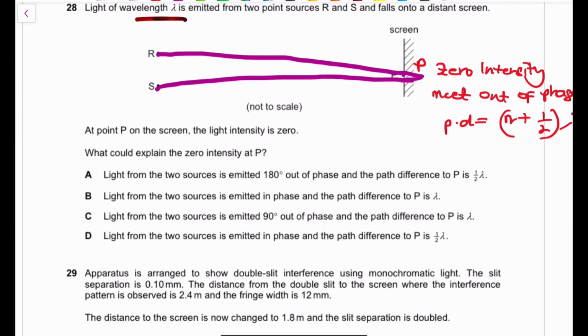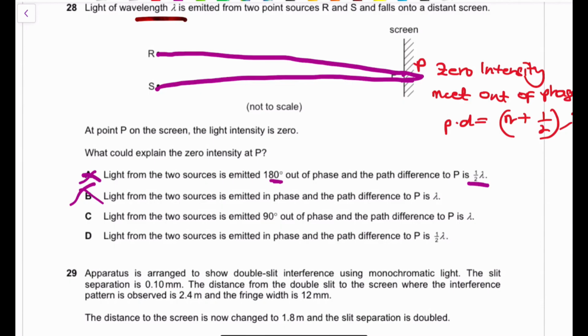So where do we have this? For A, light from the two sources is emitted 180 degrees out of phase, and the path difference is half lambda. But the mere fact that they already have 180 out of phase means that when they arrive at P, they're going to be in phase because they already had a phase difference before. For B, if they are emitted in phase and have a path difference of lambda, that's going to be constructive interference, so we won't have zero intensity.